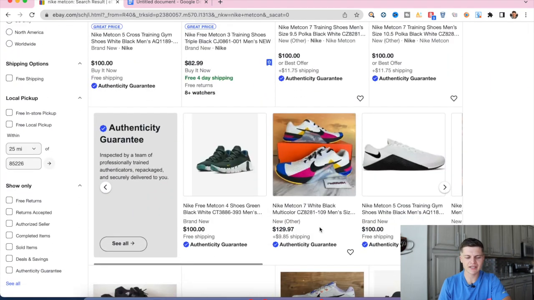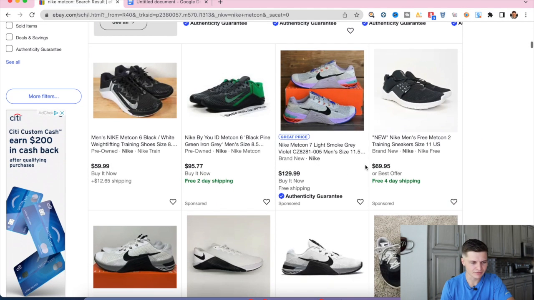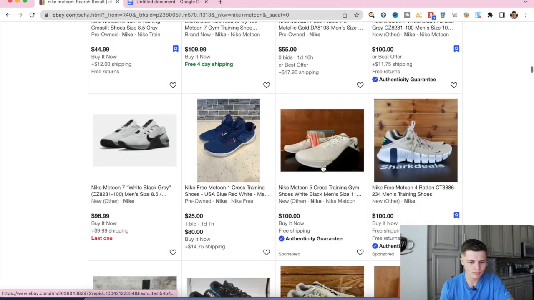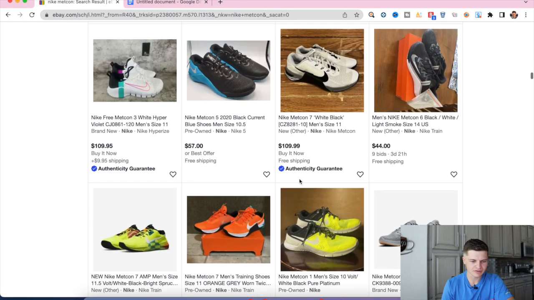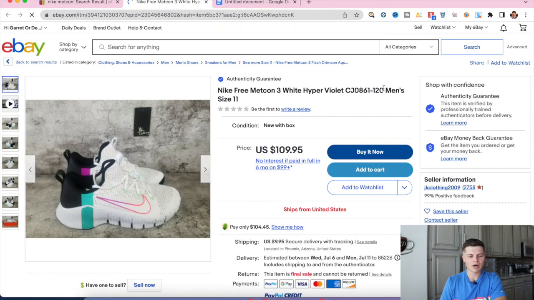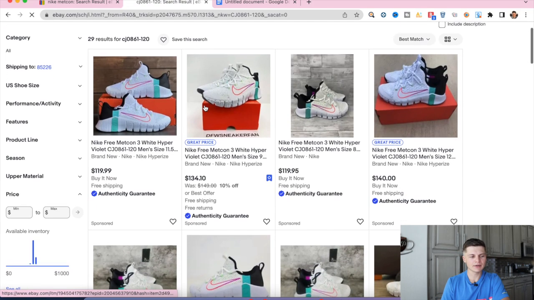But for the sake of this video, and I want it to be easy for you guys to comprehend, we're gonna search for just a specific model. So let's go ahead and find one here. Which Metcon do we want to search up? Let's look up this shoe model right here. This is the item code, item identifier. So we're going to copy that and paste it in here.